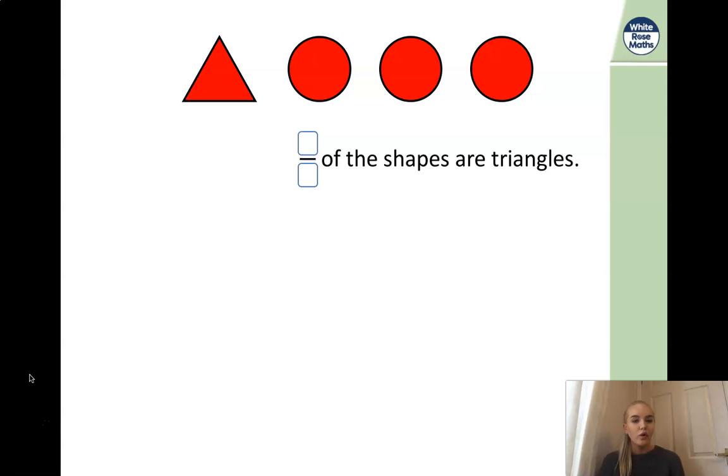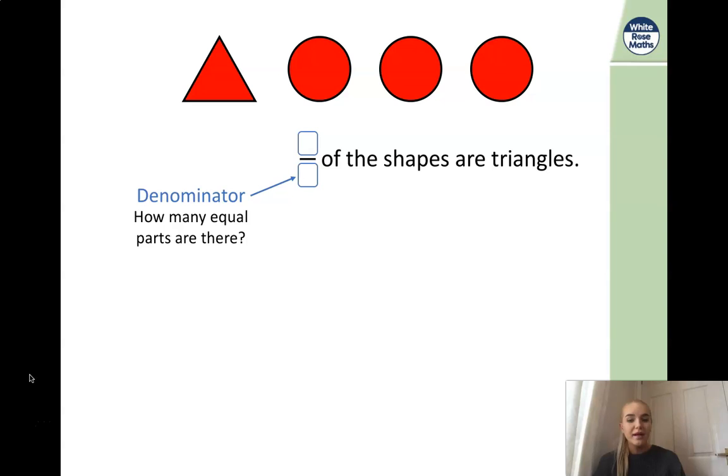Now, I have got 4 different shapes here, and we want to know how many of the shapes are triangles. Now, we need to represent this using a fraction. How am I going to do this? Well, first of all, I can work out what each of the sections of my fraction represent. So the arrow that is pointing to the bottom box represents my denominator. Do you know what the denominator is? That's right, the denominator is how many equal parts there are. So how many parts are there altogether?